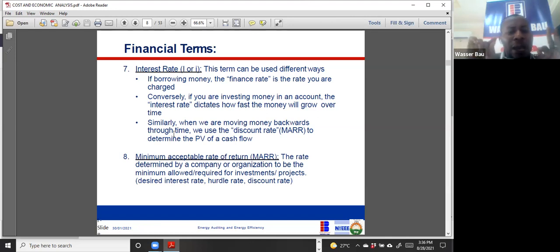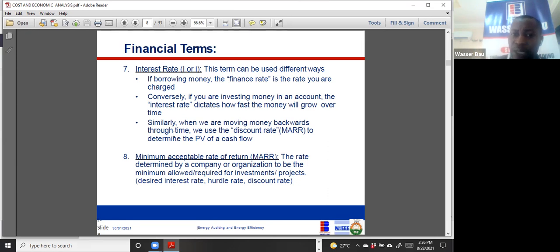Please, at this point, let me say this. Some of these interest and financial terms can be used interchangeably. They mean the same thing. If I say MARR or I say IRR, they virtually mean interest, but it depends on the value and on what has been incorporated inside it. That is just what it means. And it depends on who is using it.